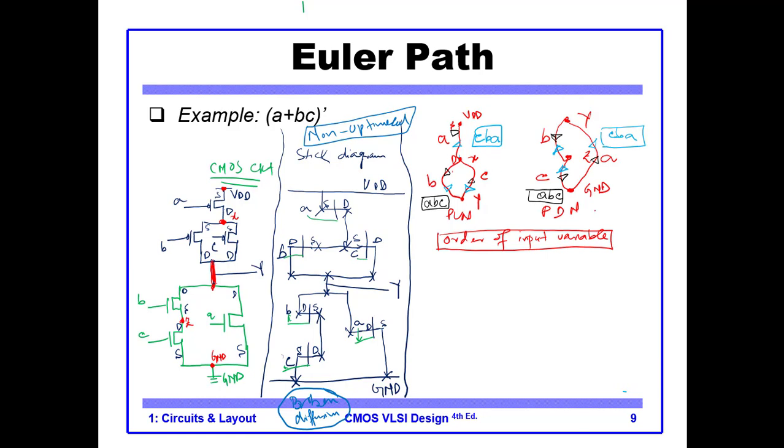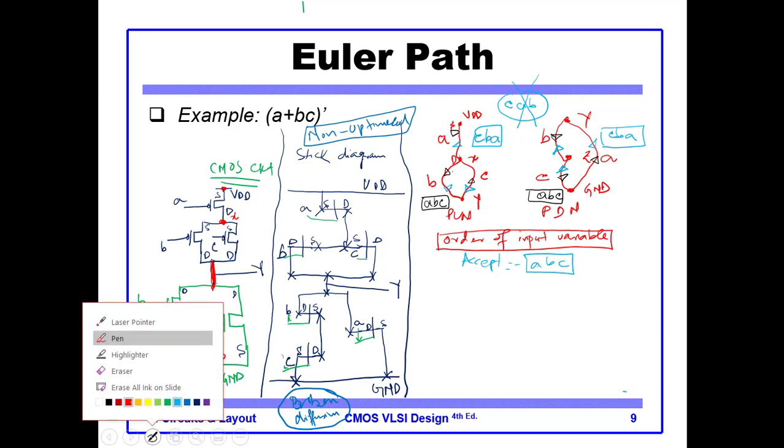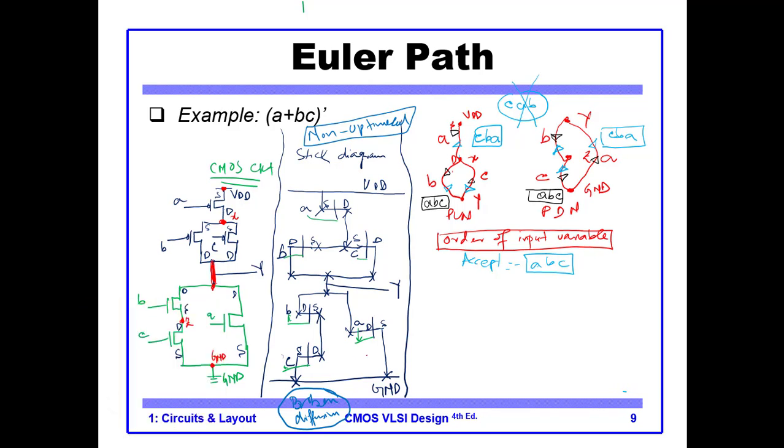So this is also an okay solution. Both these solutions are okay. Remember the solution that we tried, C, A, B, that was not okay because the edge A was repeated. So let's accept the solution ABC. Let's use this one. So this is our order of variables. Now using this order of variables, let's draw the stack diagram, the optimized stack diagram.